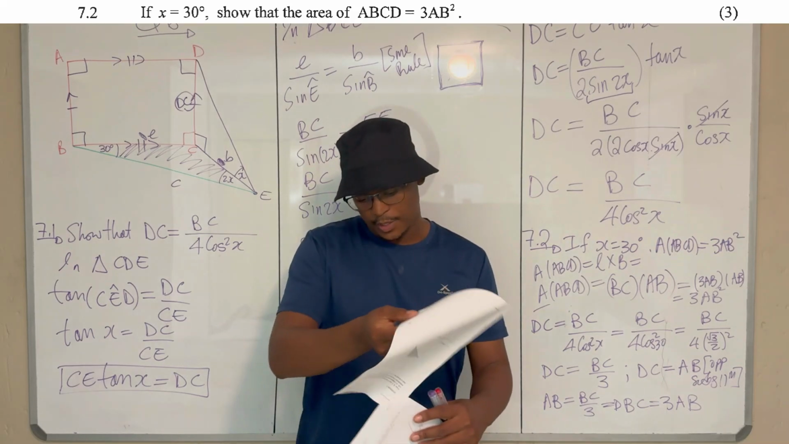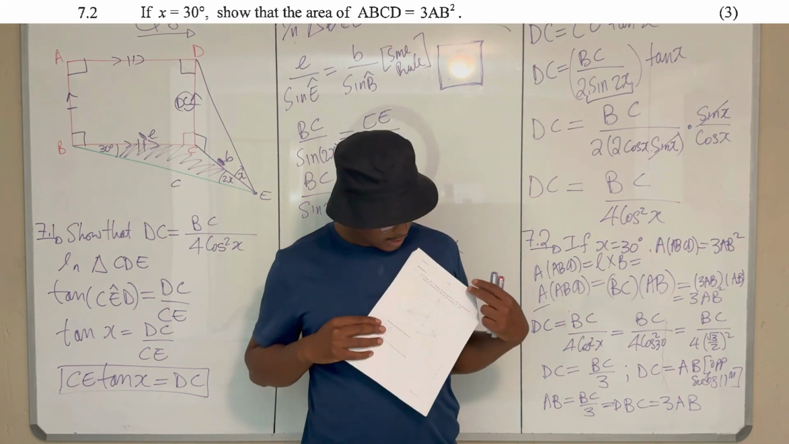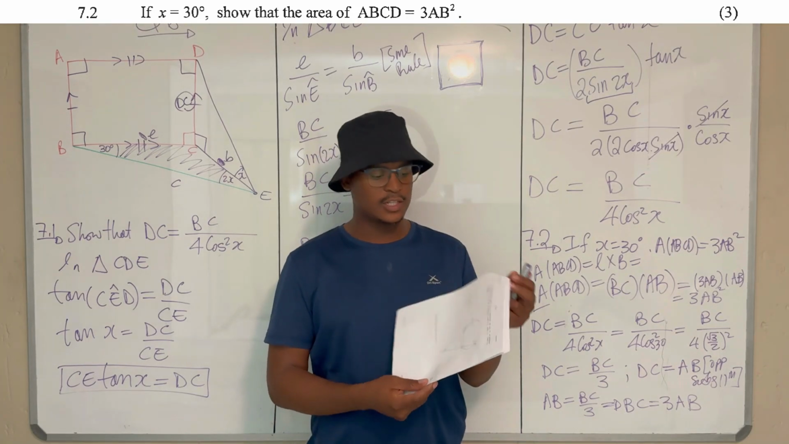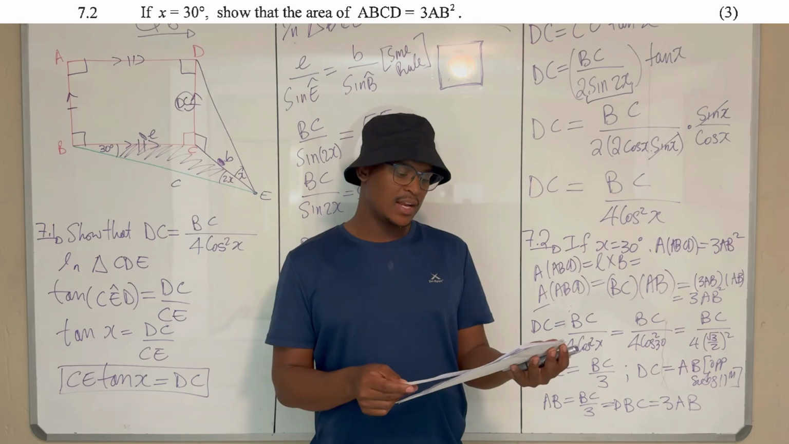So we're done with trigonometry. We're going to go to the next question, which is the beginning of the Euclidean geometry. So let's go and do the Euclidean geometry and be done with this question.